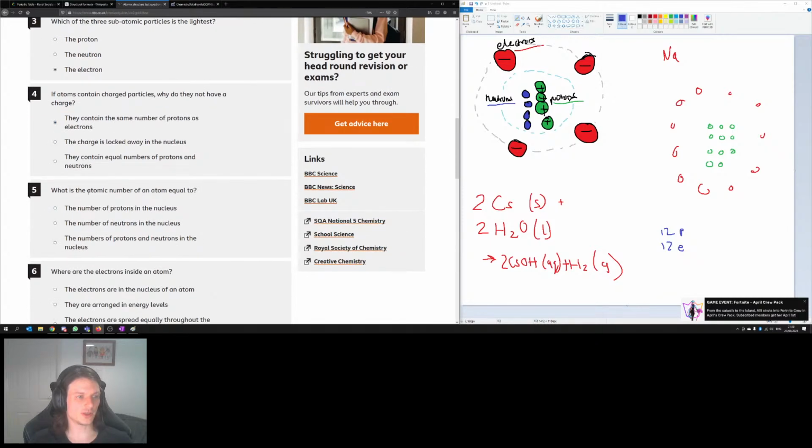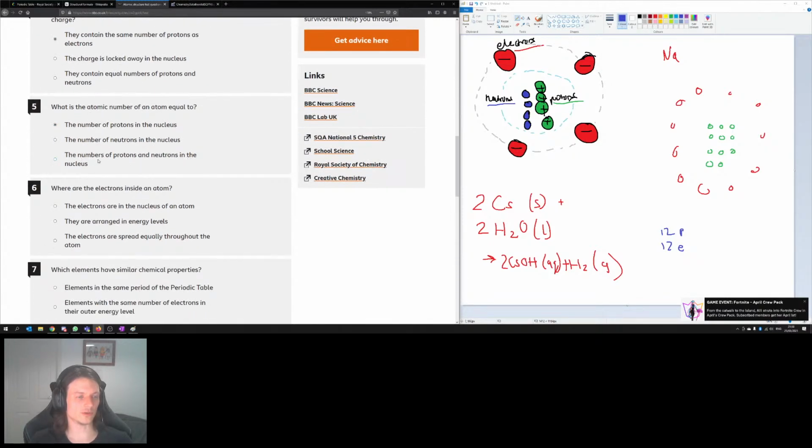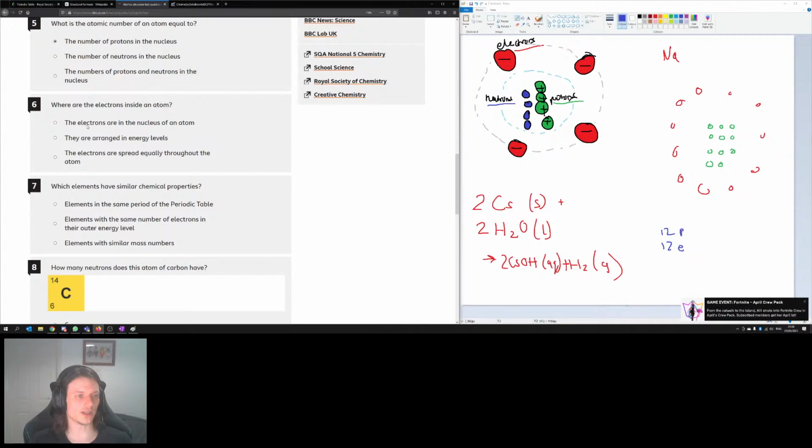What is the atomic number of an atom equal to? The number of protons. Number of protons and neutrons. Okay, where are the electrons inside an atom? The electrons are in the nucleus. They are arranged in energy levels. The electrons are spread equally throughout the atom.